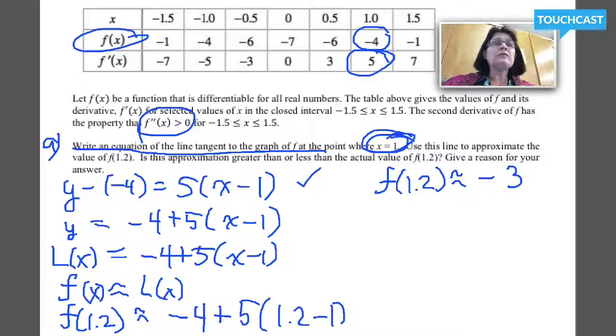But can I just urge you, take a moment. Imagine you were going to squeeze 1.2 into this table, and you just said that its output is negative 3. Does that shock you?